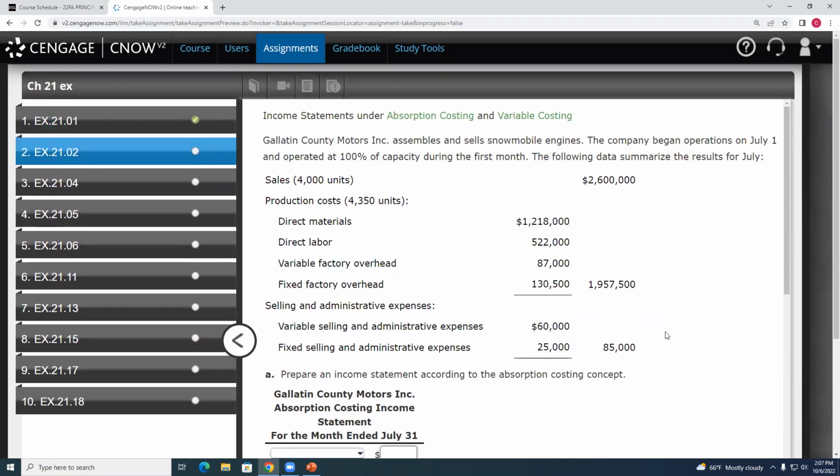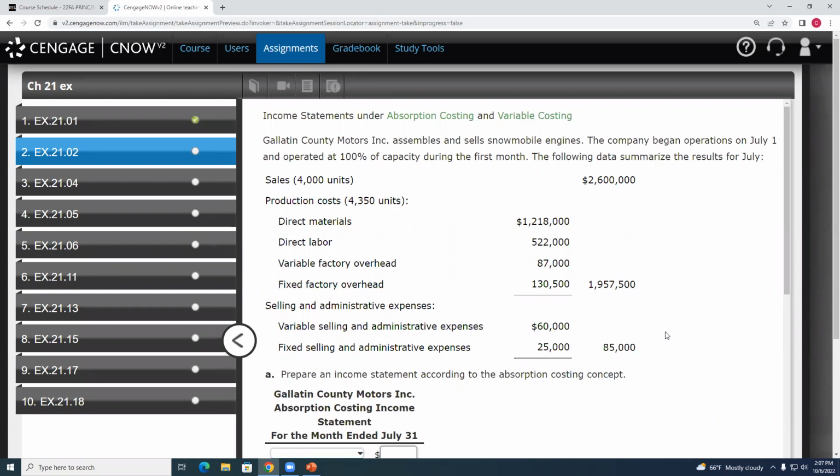In exercise 2, we are asked to prepare income statements for Gallatin County Motors Incorporated. They assemble and sell snowmobile engines. The company began operations on July 1st and operated at 100% of capacity during the first month. The following data summarize the results for July. So it's a brand new company. They had 0 beginning inventory. They produced 4,350 units. They sold 4,000 of those units.